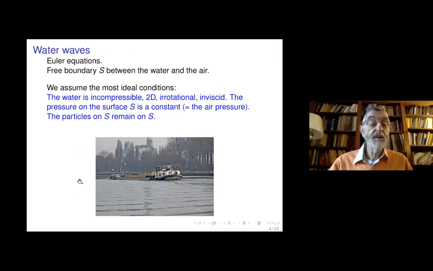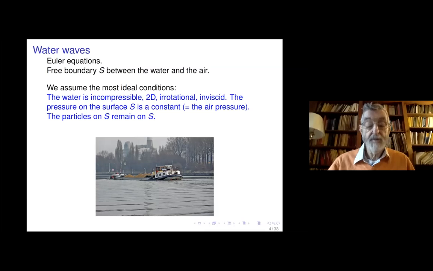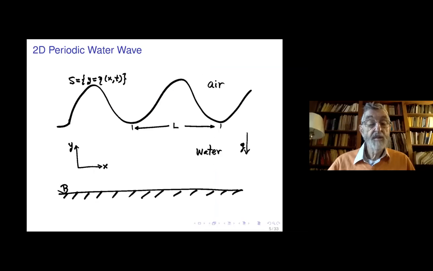So the assumptions in words are you take the Euler equations, and so that means the water is inviscid. And I will assume it's irrotational and incompressible. And the surface conditions are the simplest standard ones. The pressure on the surface equals the air pressure, which is a constant, and the particles on the surface remain on the surface. That's the two free surface boundary conditions. It's very standard. So here's the picture.